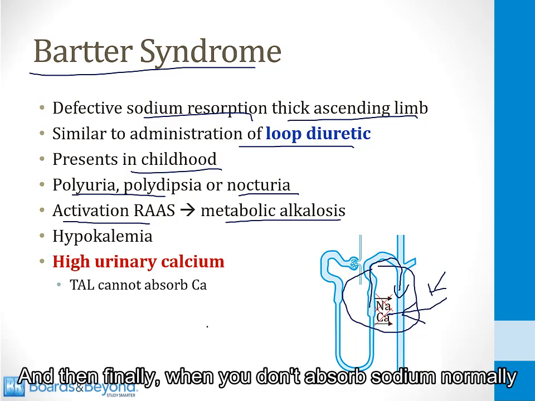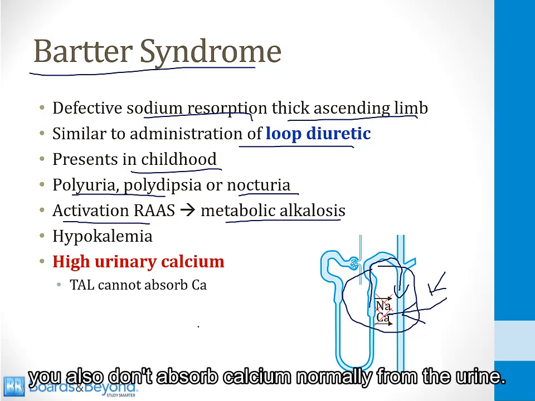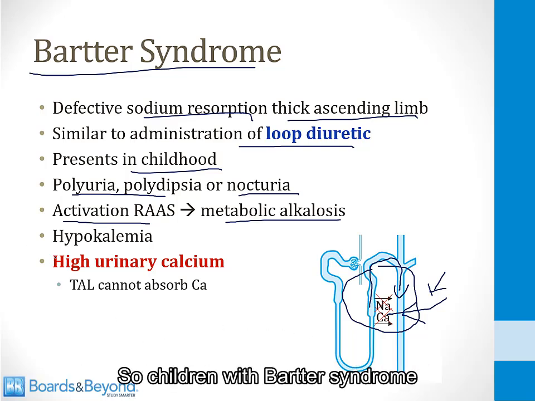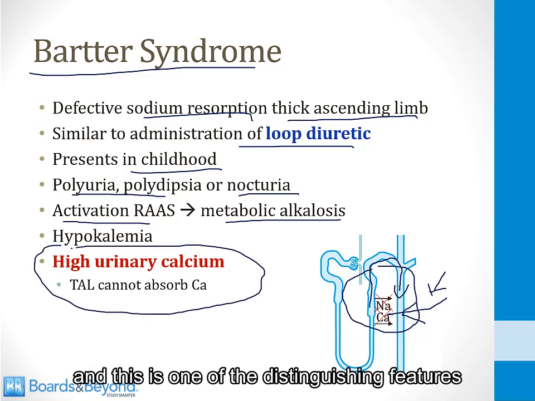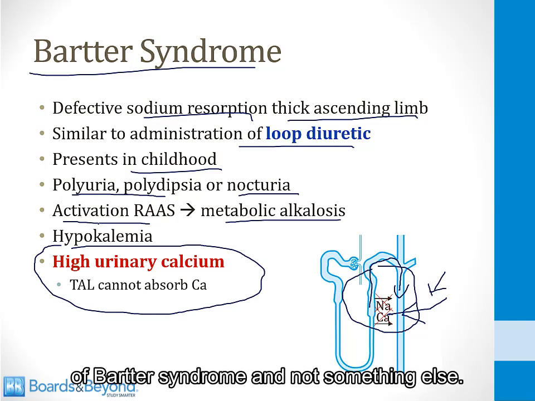And then finally, when you don't absorb sodium normally in the thick ascending limb, you also don't absorb calcium normally from the urine. So children with Bartter syndrome have a high urinary calcium, and this is one of the distinguishing features that helps you know you're dealing with a case of Bartter syndrome and not something else.